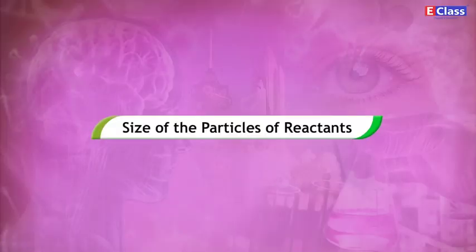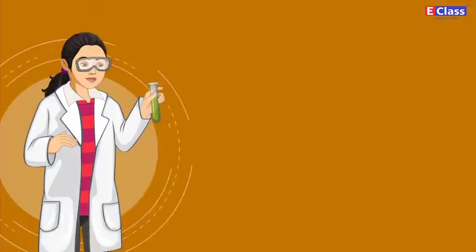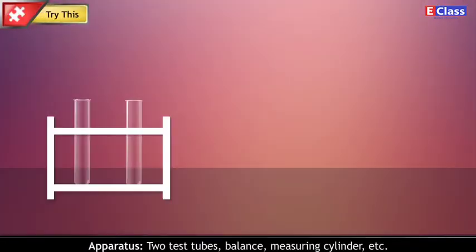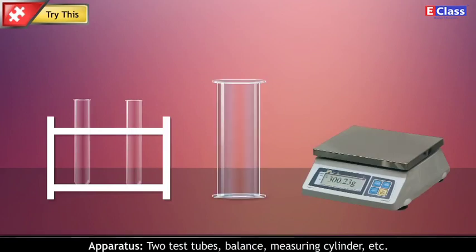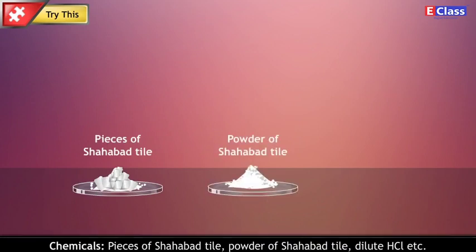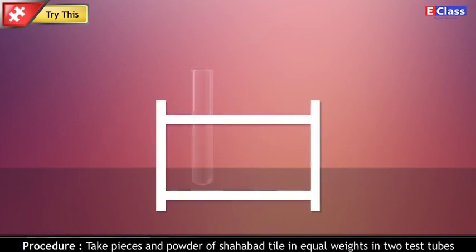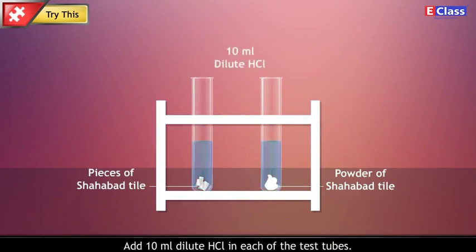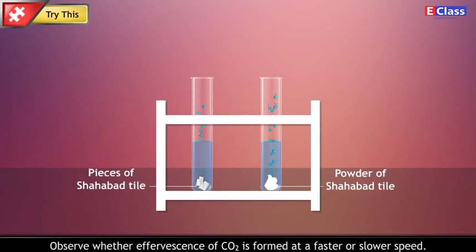B. Size of the particles of reactants. Try this. Apparatus: 2 test tubes, balance, measuring cylinder, etc. Chemicals: pieces of Shahabad tile, powder of Shahabad tile, dilute HCl, etc. Procedure: Take pieces and powder of Shahabad tile in equal weights in 2 test tubes. Add 10 ml dilute HCl in each of the test tubes. Observe whether effervescence of CO2 is formed at a faster or slower speed.